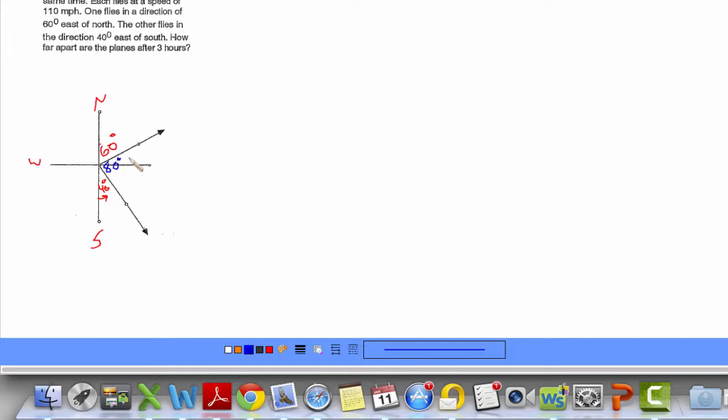How far apart are the planes after 3 hours? So after 3 hours, we're going to have gone 110 miles an hour for 3 hours. So I went 330 miles. So 330, and if they're both going the same speed, that one's 330 and that one's 330. So here's their spots right now. If I connect those two guys up, then I have a triangle right here.